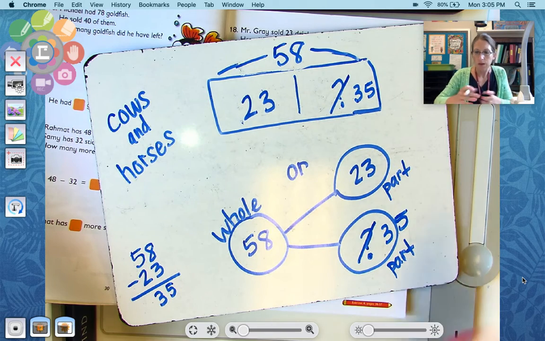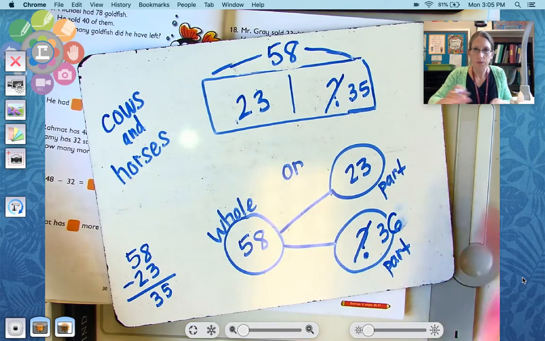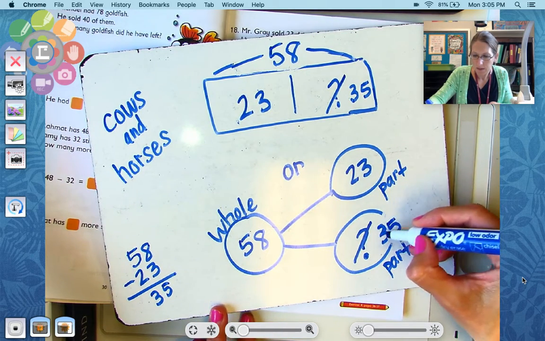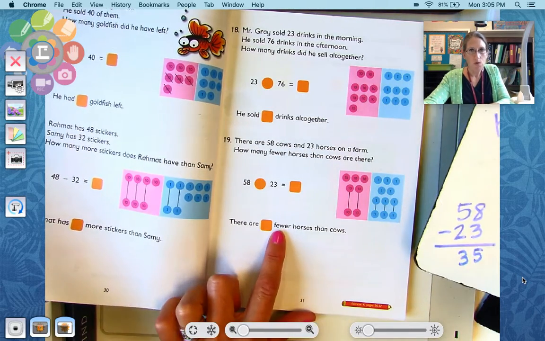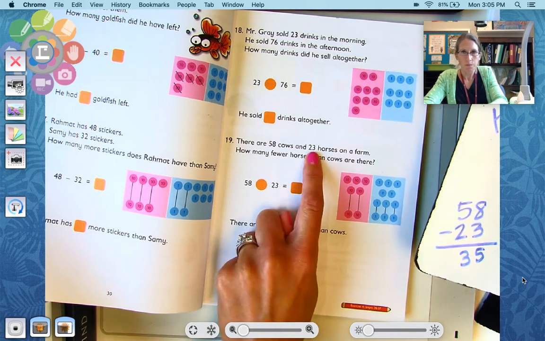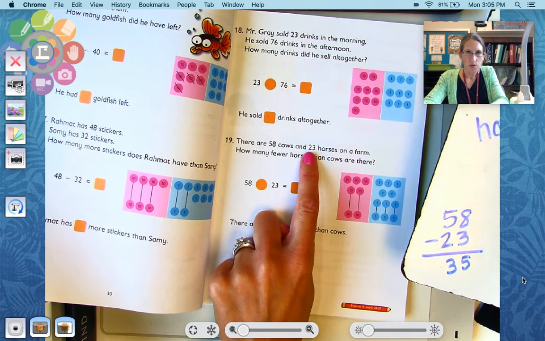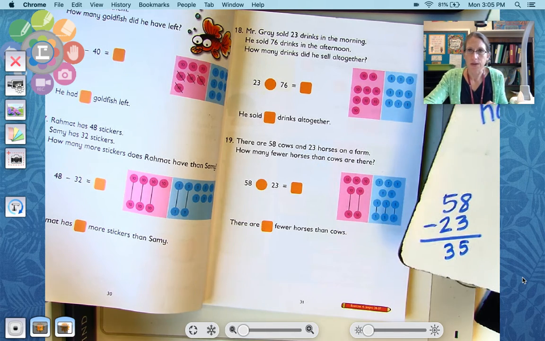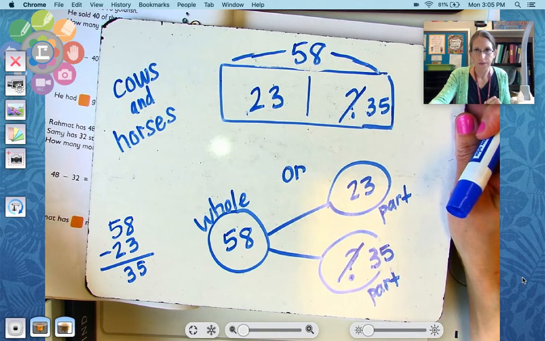Now let's see if our answer would make sense. There are 35 fewer horses than cows. Well, let's see. There's 23 horses and 58 cows. So if there's 35 fewer horses, that would make sense. Yes. So we can go ahead and check. Oh, yep, my answer makes sense.